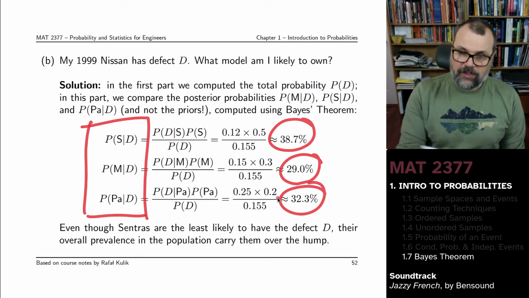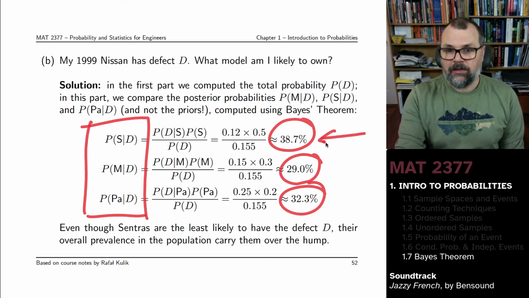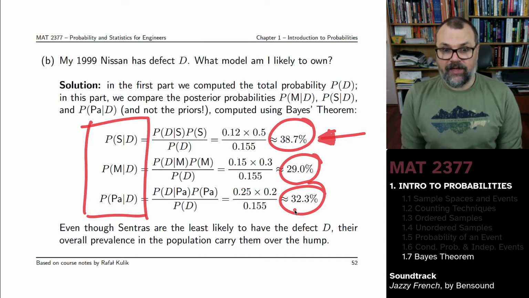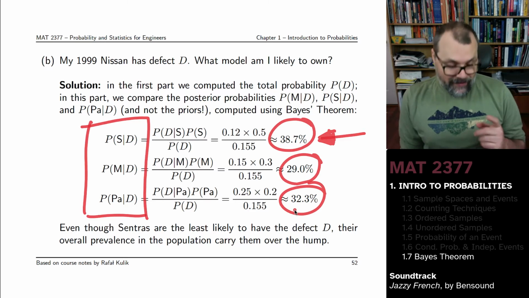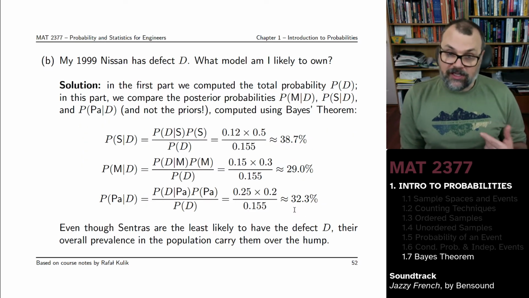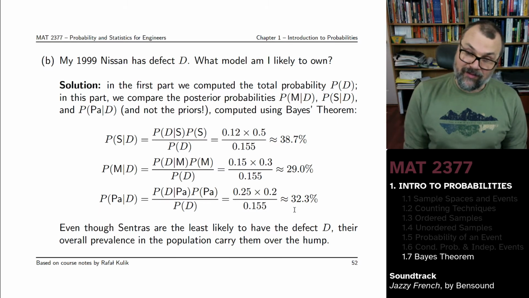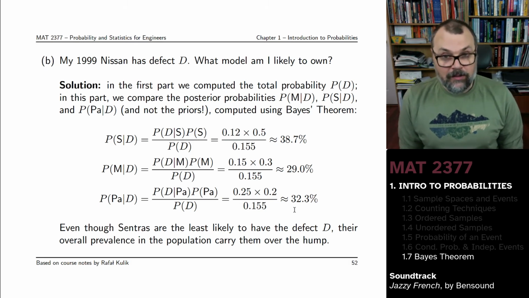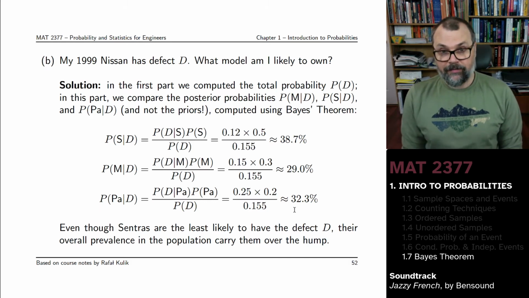And based on this, you would say it is likely that the car you own is a Centra if it has a defect. I mean, it could also be the Maxima, it could also be the Pathfinder, but it's most likely to be the Centra. And this might be counterintuitive because the Centras were the least likely to have the defect. Only 12% of them had the defect. It's just that they're so prevalent in the population that if you have a defective car, it is still most likely to be a Centra.